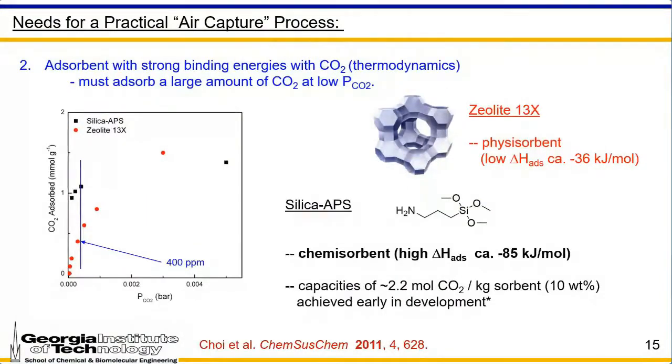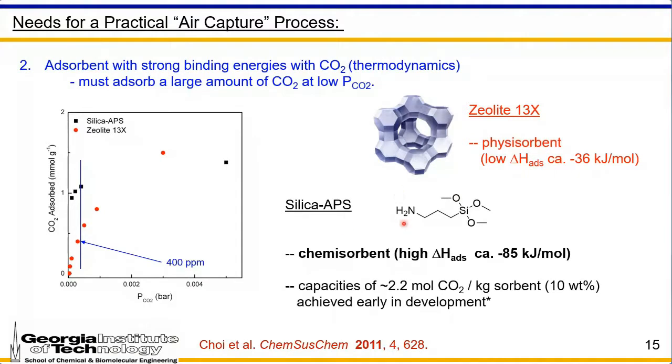So if we think about what kind of adsorbent we would put on these contactors, I outline for you here 2 types of CO2 sorbents we might consider. A classic CO2 sorbent is zeolite 13X. It's a physisorbent with a low heat of adsorption on the order of 35 kilojoules per mole. And that physisorbent energy leads to a relatively shallow adsorption isotherm at low partial pressures, such that the CO2 uptake is relatively modest. But if we were to go out to higher pressures, of course, zeolite 13X absorbs a very large amount of CO2.